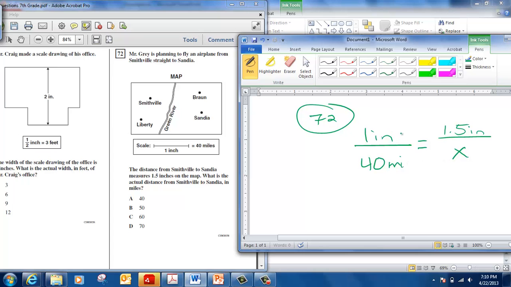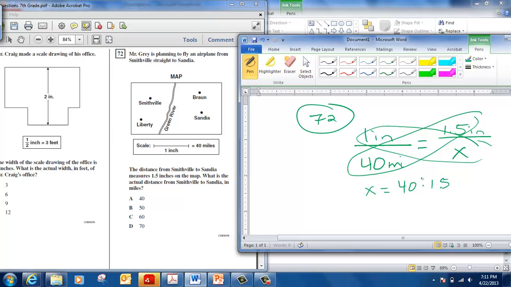So kind of a pretty proportion. You could just multiply 40 times 1.5. Okay, if I was to use my cross product, so x is going to equal 40 times 1.5. And that's going to equal 60. So 60 miles. It's going to give us C.